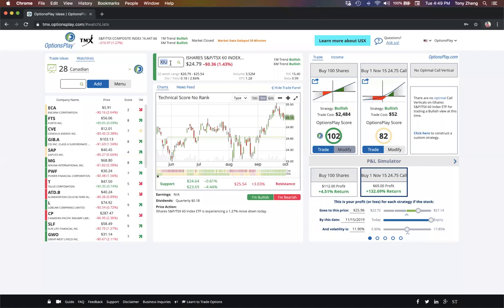So I have the TMX options play platform up. Again, if you don't have access, we will show you how to access this platform completely free of charge, courtesy of the Montreal Exchange. And this platform is really designed from the ground up to try to make your options trading experience as easy and as simple as possible.